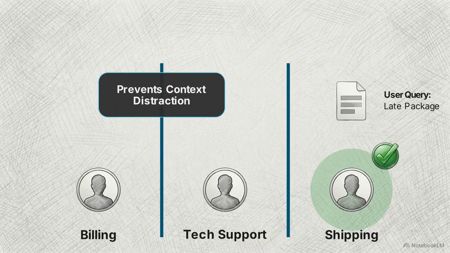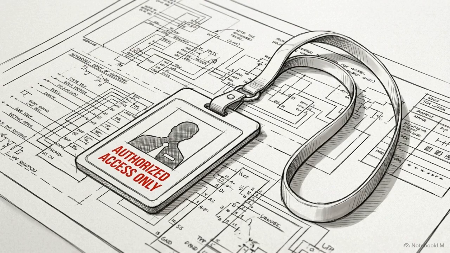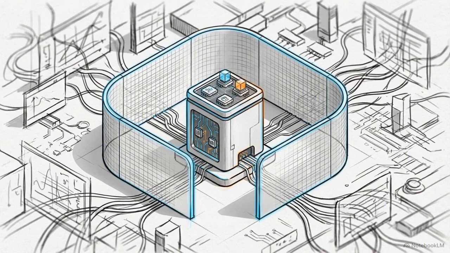Isolation ensures the model isn't confused by information that seems relevant but isn't. We implement this through scoped context builders, functions that assemble a unique context window for each agent based on its specific role and security permissions. Isolation protects system security and keeps each agent focused on its specific task.